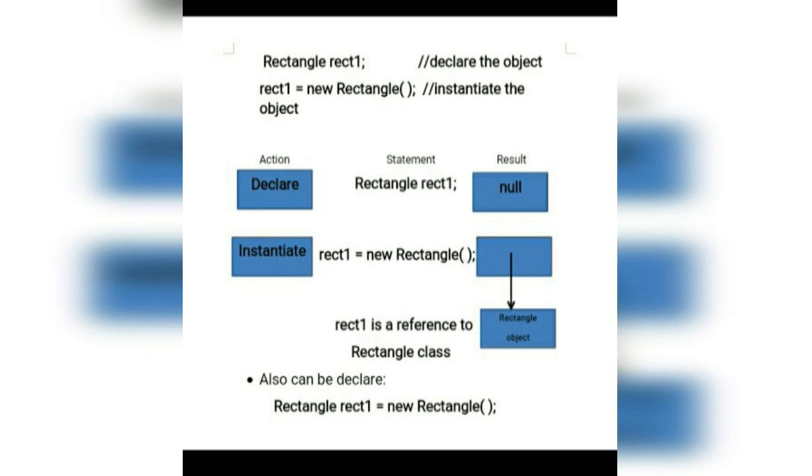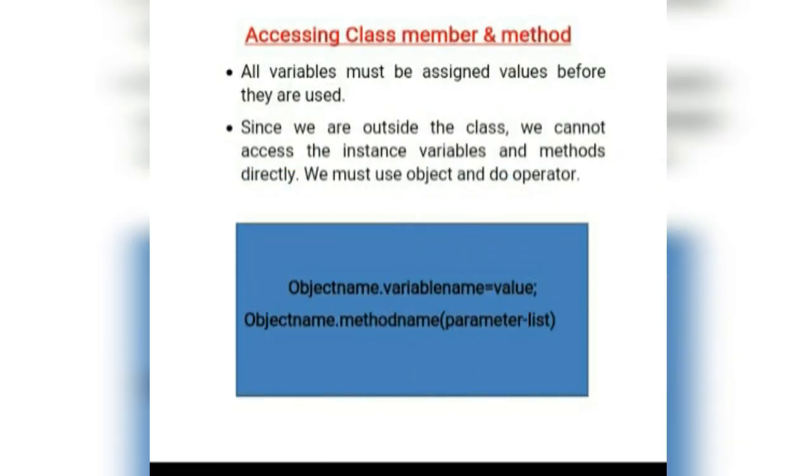Now avoiding these two statements for creating an object, you can also declare an object in a single line. Here I have taken, that is Rectangle rect1 is equal to new Rectangle parenthesis semicolon. My dear friends, till now we have seen defining a class object in Java.